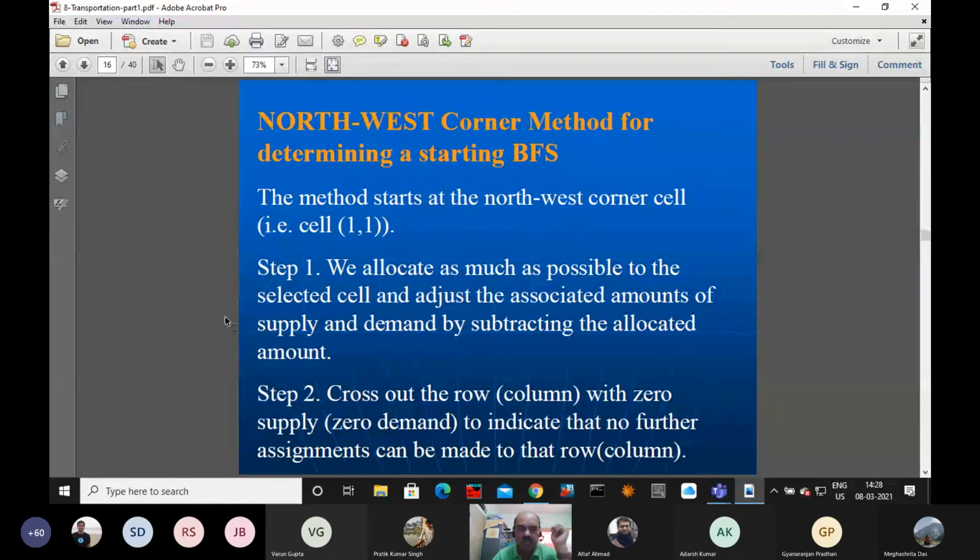Step 1: we allocate as much as possible to the selected cell and adjust the associated amount of supply and demand by subtracting the allocated amount. Step 2: cross out the row or column with a zero supply or zero demand to indicate that no further assignment can be made to that row or column.